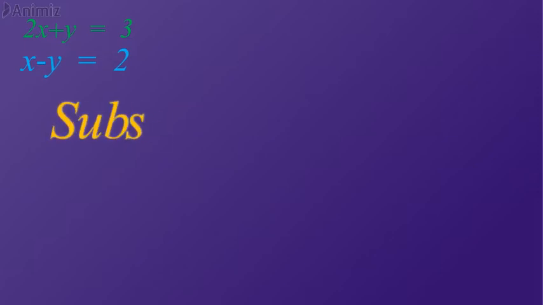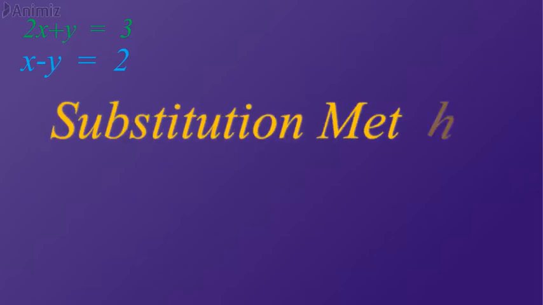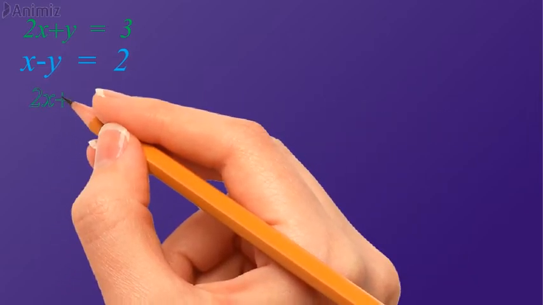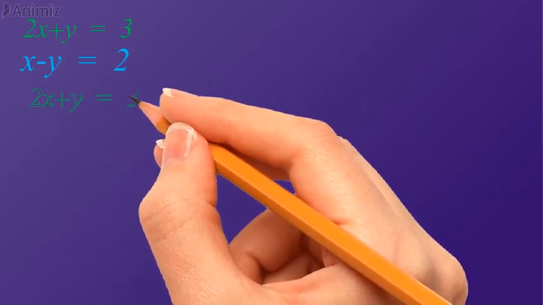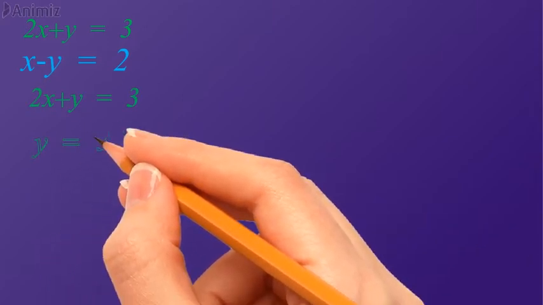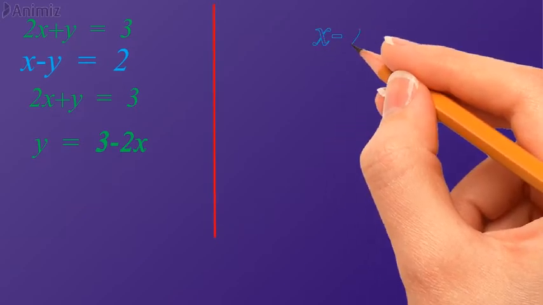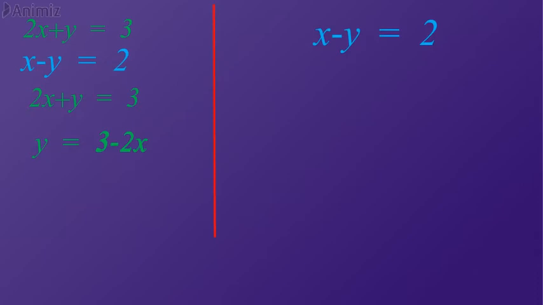In the substitution method, we take the value of one variable from an equation, and we put that value in place of that variable in the other equation. Let us take the first equation. Solving this equation for y, or we can say that taking the value of y from this equation, which is 3 minus 2x. Now taking the second equation, which is x minus y is equal to 2. Now, in place of y, we will put its value, which is 3 minus 2x.